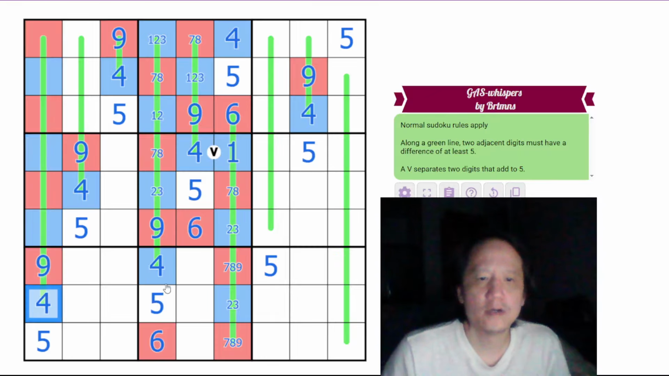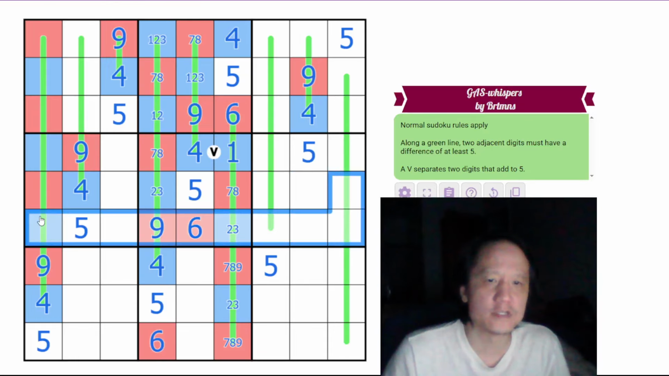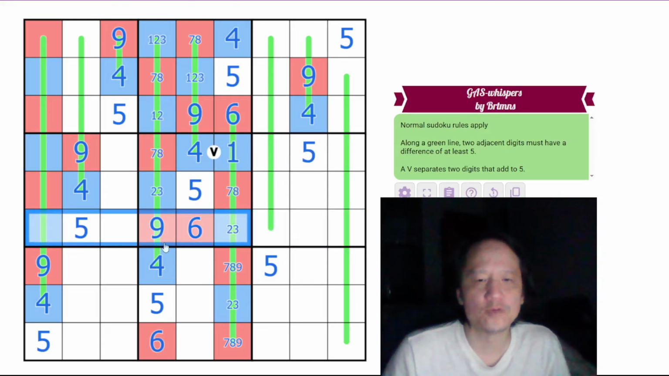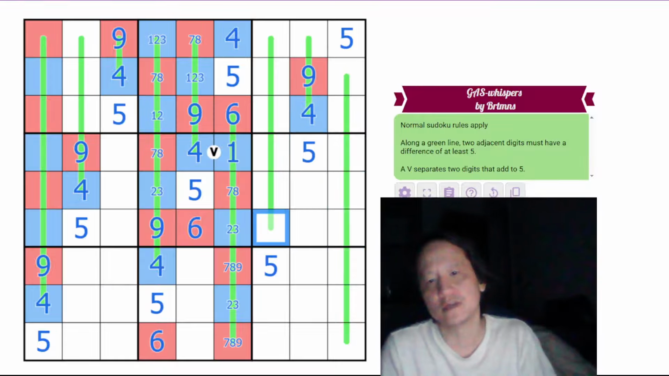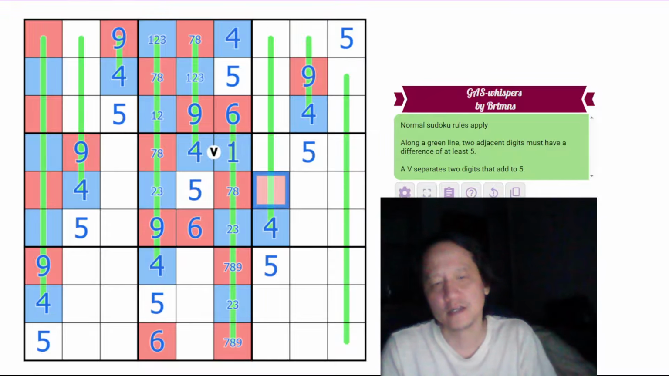Well, where is the 4 in row 6? Cannot be here because 4 is in the boxes. Can't be here because of 4. They're next to 2 unique digits on a Whisper 5 line. Can't be here because of 4 in the column, so it has to be here. So this is 4, and that forces this to be a 9.